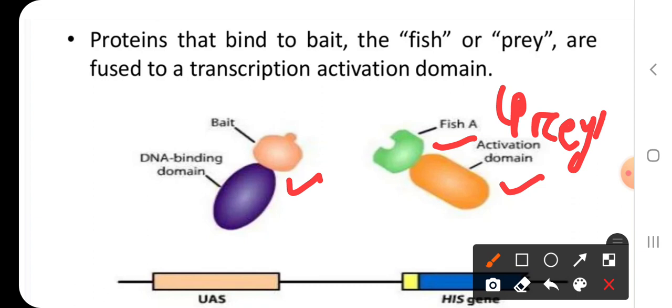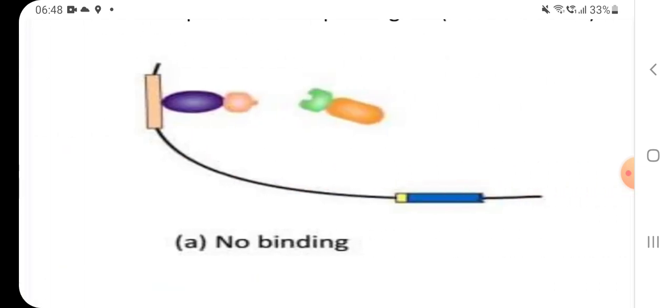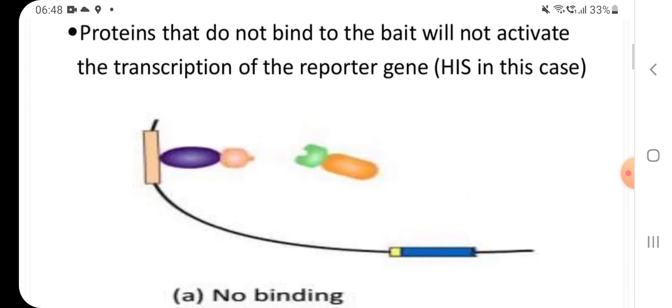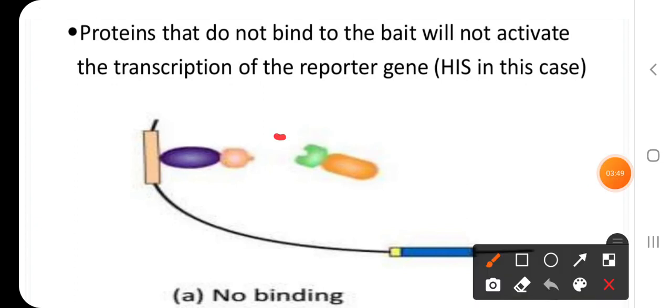See, here there is no binding. The proteins that do not bind to the bait will not activate the transcription of the reporter gene, histidine in this case. So you can see the proteins that do not bind to the bait will not activate the transcription. Here binding is not happening, that's why it is not activating the transcription of the reporter gene, that is histidine in this case.